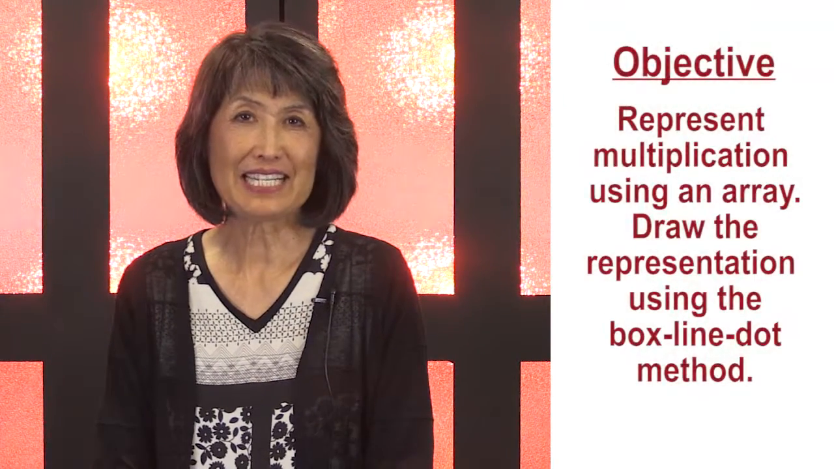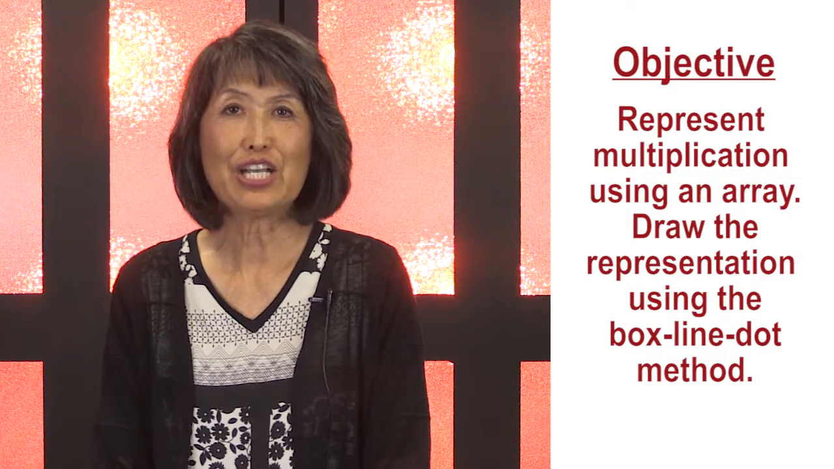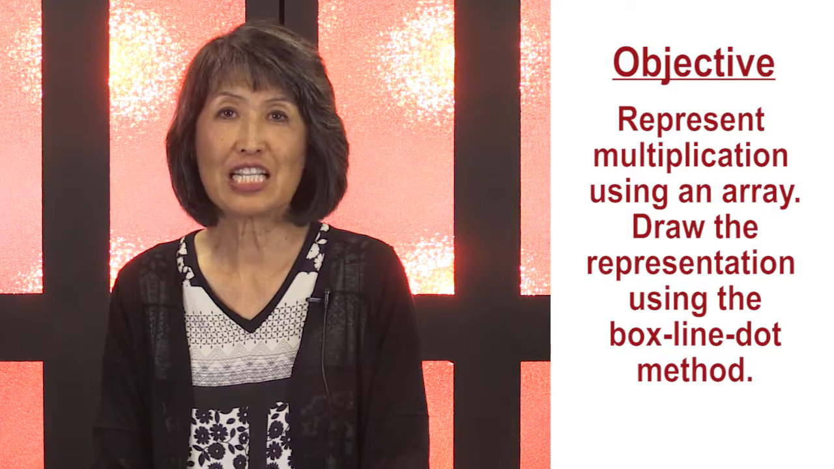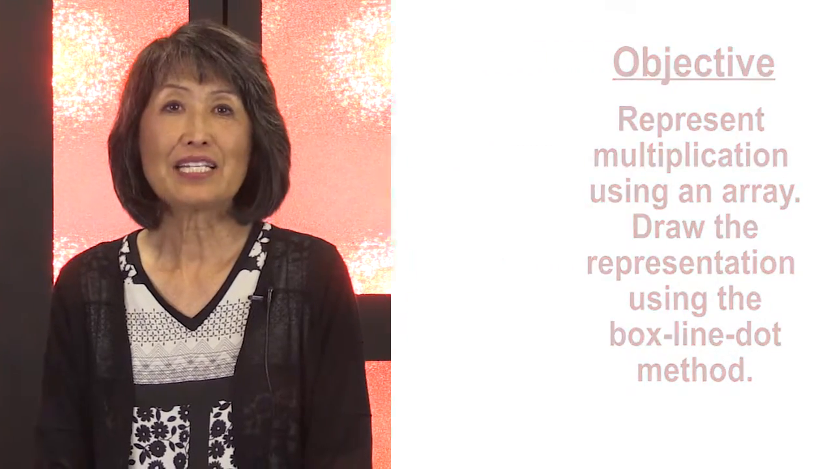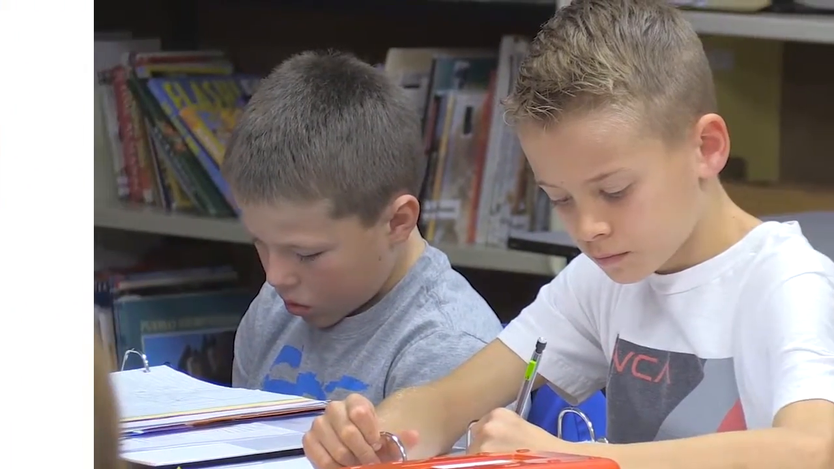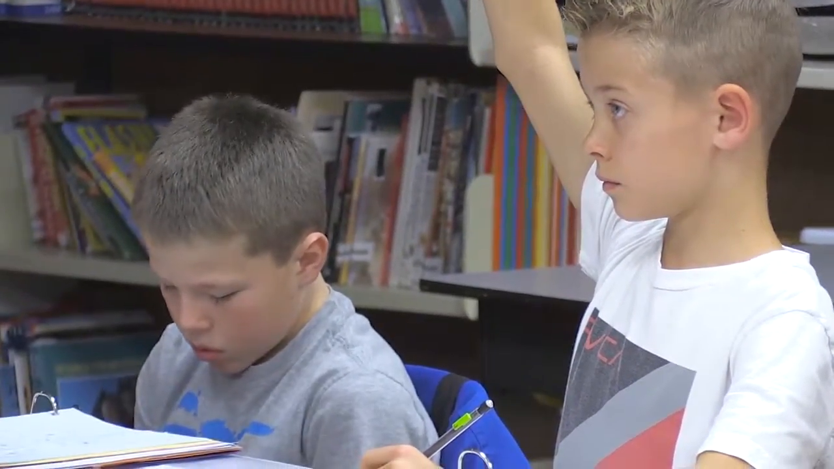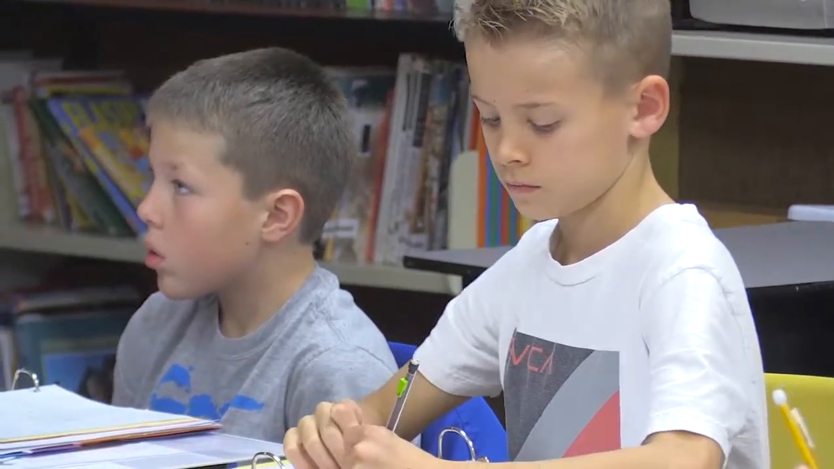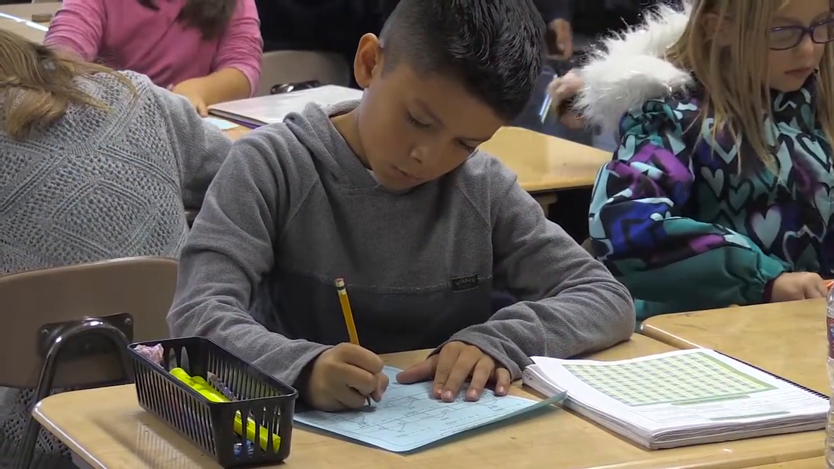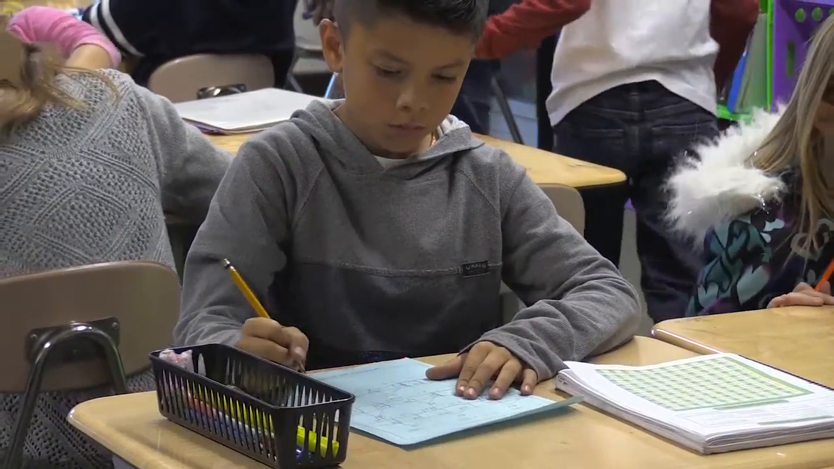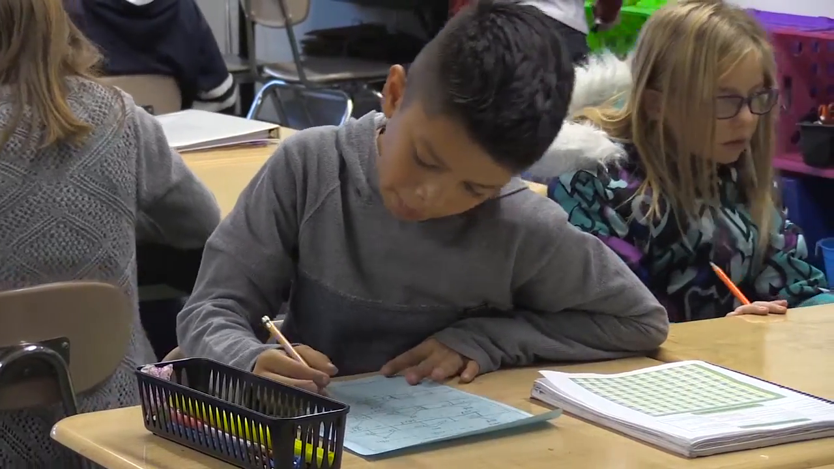The objective of this lesson is to represent multiplication using an array and draw the representation using the box, line, dot method. As with other mathematics algorithms, much time is necessary to develop the math thinking conceptually before introducing the steps of the algorithm. Introducing array models and open arrays, such as those in this lesson and the following lesson, helps students understand the steps of the algorithm taught in 5th grade.